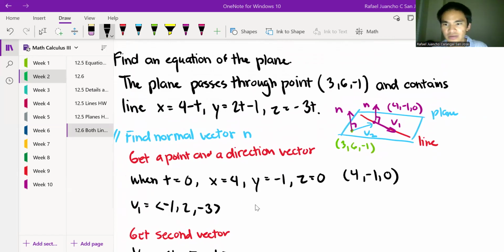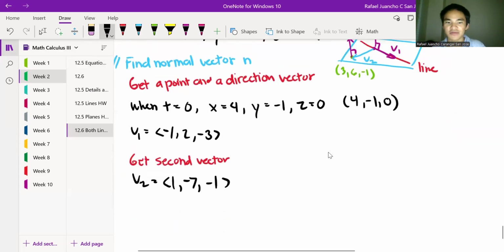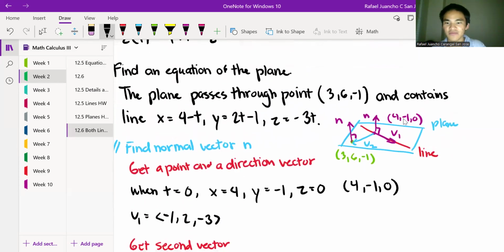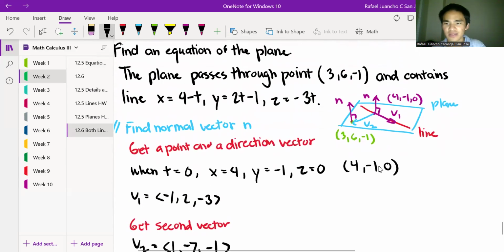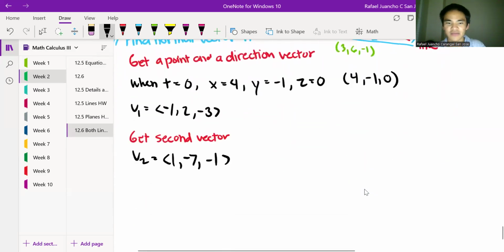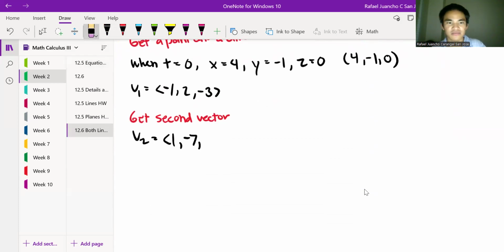Oh, wrong way. Oops, it's actually the wrong way. It has to be going from our point to here, that way we can get that normal vector. So it's going to be 4 minus 3, which is 1. Negative 1 minus 6, which is negative 7. So visuals are important. And 0 minus negative 1, so that's positive 1.